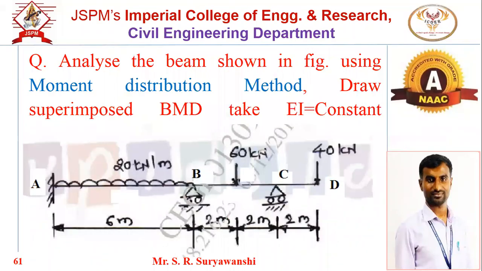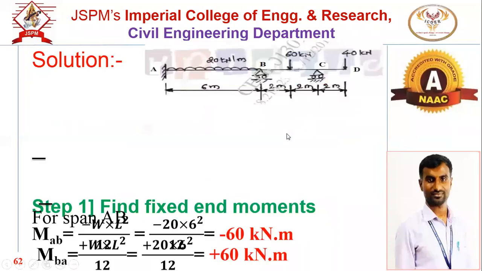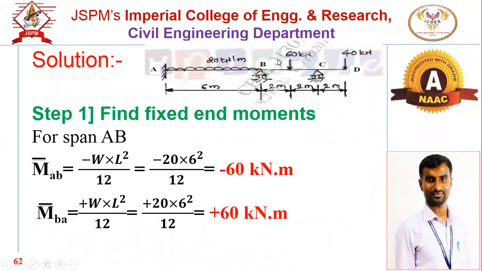Okay. Now we'll discuss the same numerical. Analyze the beam shown in figure using MDM. Draw BMD, take EI constant. Step number 1 is to find out the fixed end moment. So consider the initial span AB. AB is subjected to UDL. So that's why loading is symmetrical.